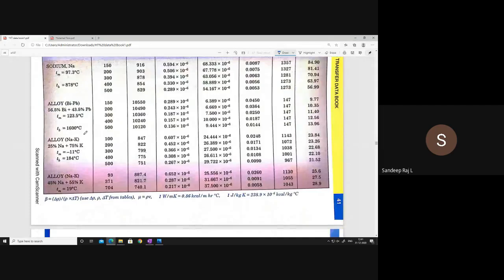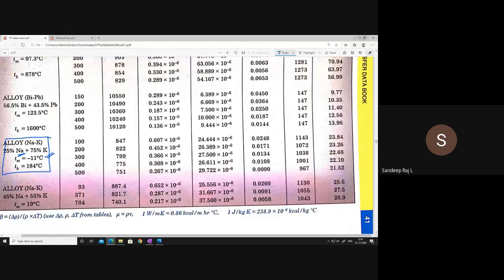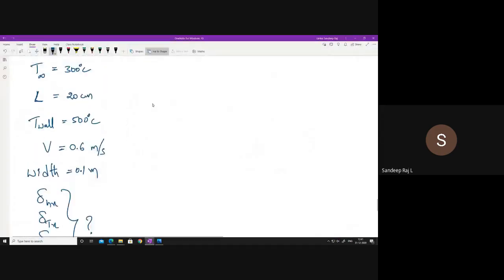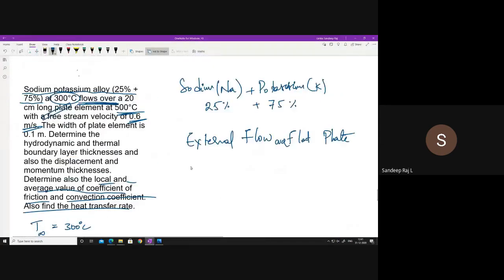Here you can find the values of the alloy, that alloy of sodium (Na) and potassium (K). All the values are given to you here. So what do you have to do? First, once you know the kind of flow, you have to find the film temperature. The film temperature is the average of T wall plus T infinity.